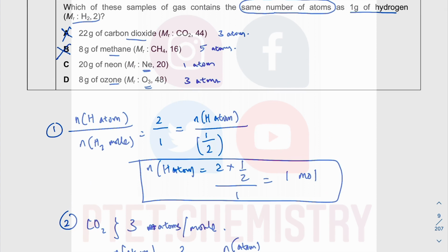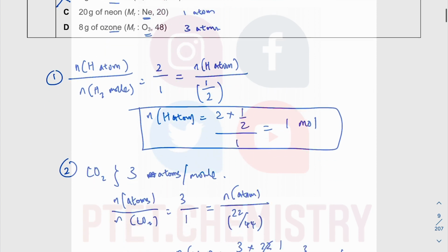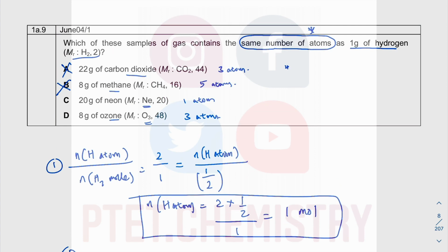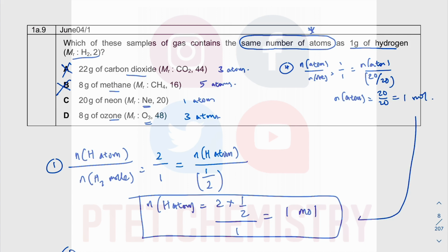How about neon? Okay, so neon is monoatomic. So 20 gram of neon. Maybe I can do my working up here now. So the mole of atom over the mole of neon is just 1 over 1. So the mole of atom is 20 over 20, because that's the mass of the neon divided by the atomic mass. And the mole of the atom is 20 over 20, which is just 1 mole. And that is exactly what you want. Okay, so C is the correct answer.